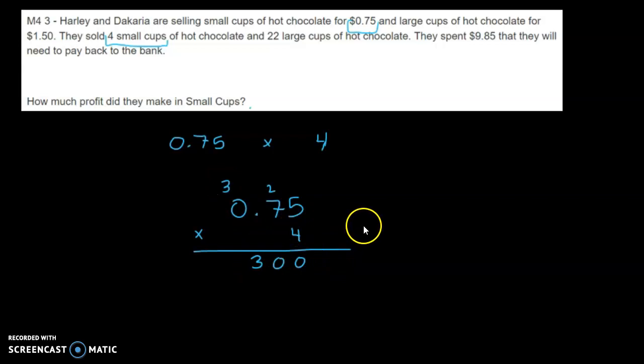Now I have to figure out how to move the decimal, and you do that by counting how many numbers are behind the decimal in the original problem. So we have 1, 2. That means I need to move my decimal 1, 2. So my profit here is $3. So in small cups, they made a total of $3.